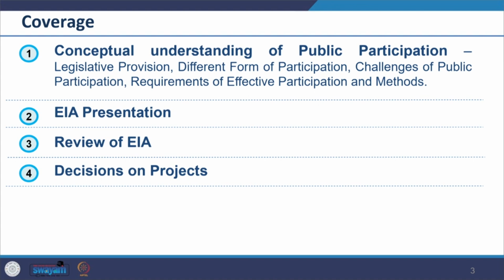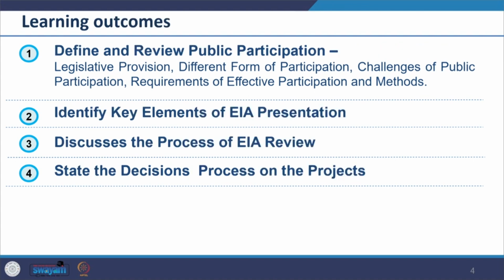So that would be our coverage, and accordingly, the learning outcomes expected are that you should be able to define and review public participation. You should be able to understand what kind of public participation is happening, what public participation means by itself, and what level we are able to achieve in any context. Then you should be able to identify key elements of EIA presentation, and discuss the process of EIA review, how the EIA review is undertaken, and then discuss the state of the decision-making process on any project in the context of EIA.